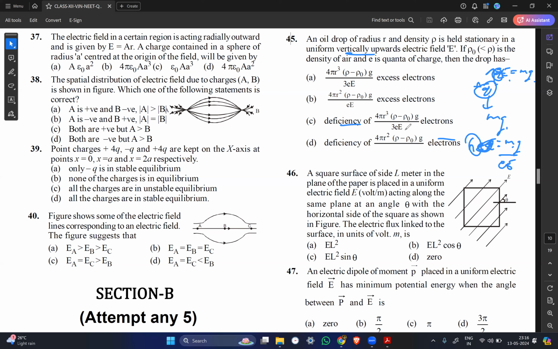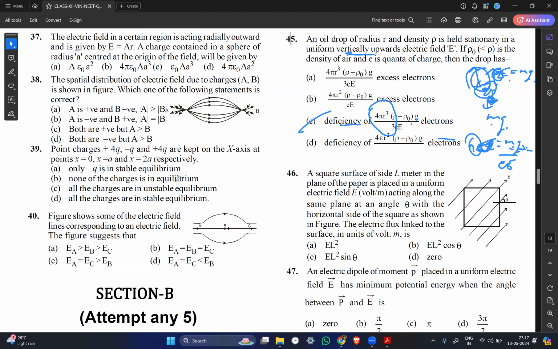M is density into volume, so volume is 4 by 3 pi r cube into density. Okay, here air is also there, so buoyant force will also be there. Buoyant force will be upwards, so it will be mg minus buoyant force. Minus will come here, so we get rho minus rho of air into g. It will be the mg part. And option C.